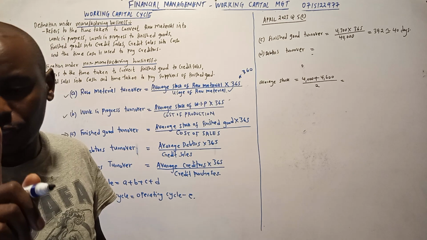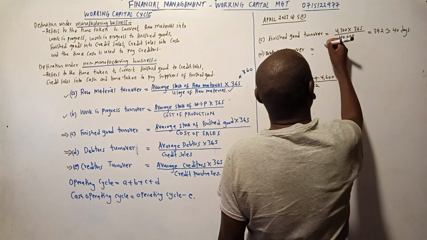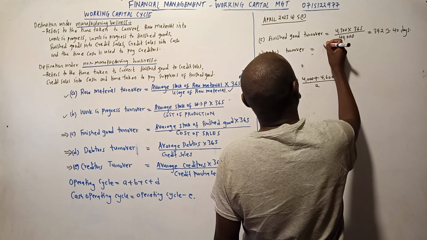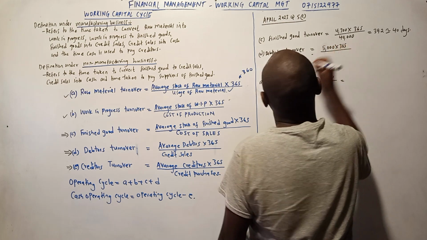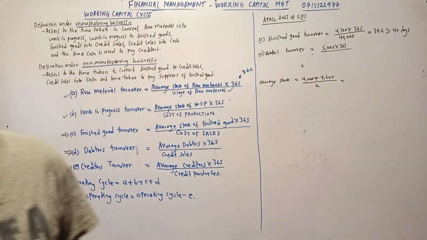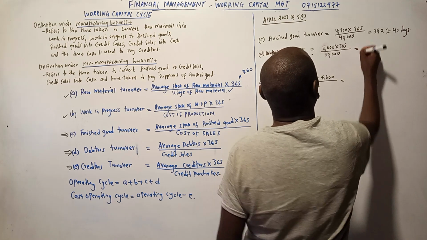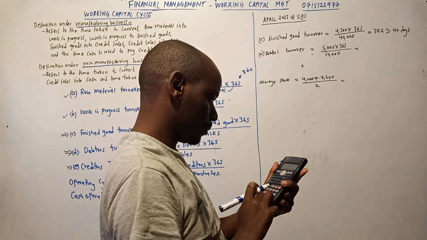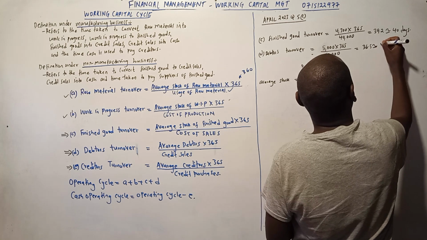But if you are given a single figure, like trade receivables of 5,000, that 5,000 is the average. So we write 5,000 times 365. Now for the debtors, we are supposed to divide it by the credit sales. The credit sales are 50,000. So 5,000 times 365 divided by 50,000 is 36.5, which is approximately 37 days.